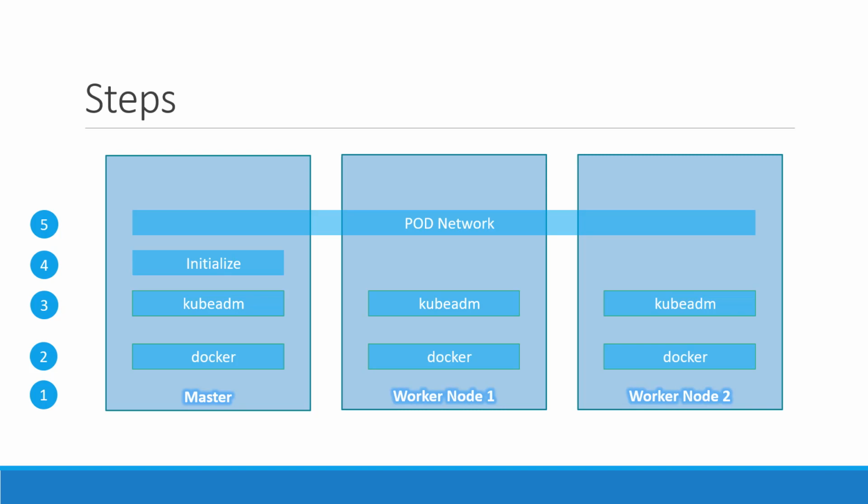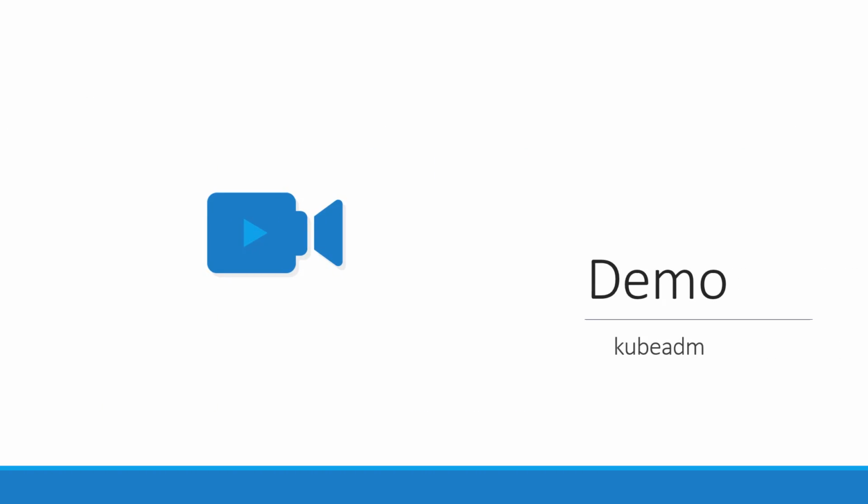The last step is to join the worker nodes to the master node. We are then all set to launch our application in Kubernetes. We will now see a demo of setting up Kubernetes using the kubeadm tool in our local environment.